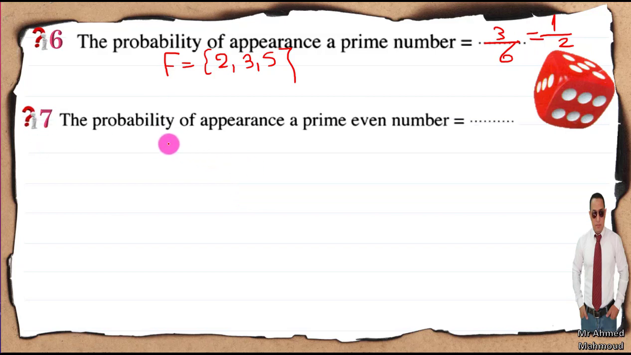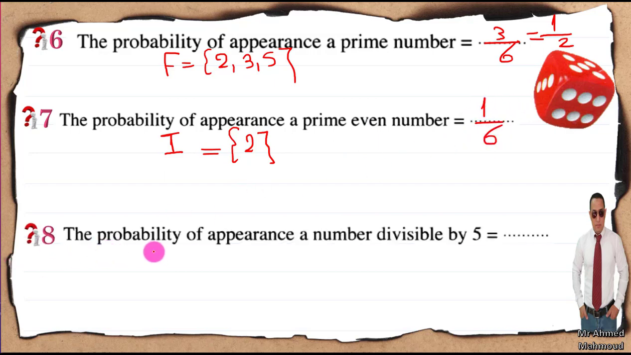Here, I'm going to call this one I: the appearance of a prime and even number. Now the primes are 2, 3, and 5. The even number among them is 2. So I equals the set with the element 2. This one includes one element over 6.